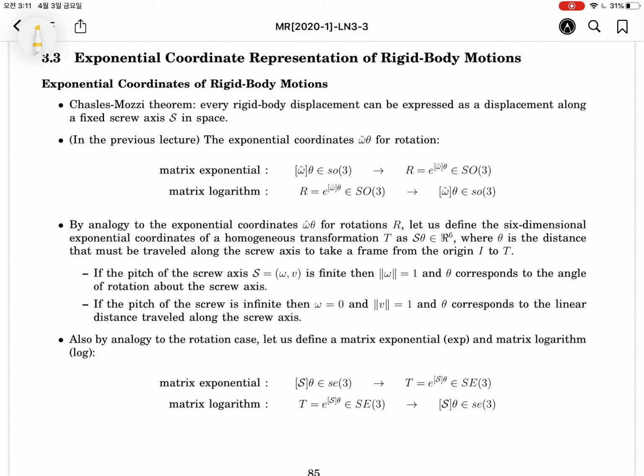Okay, let's continue the lecture. This topic is about the exponential coordinate for rigid body motion.